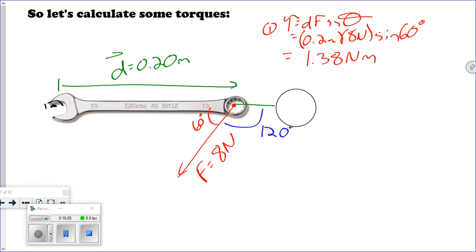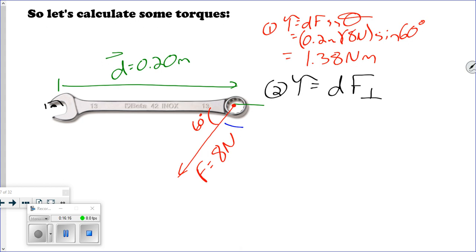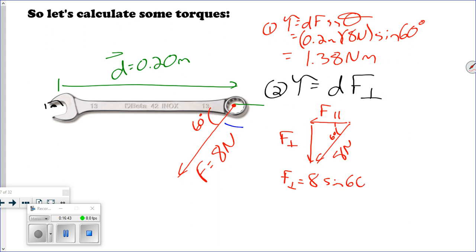So option number 2. Option number 2 says, let's calculate our torque by multiplying the length of the lever arm by the component of the force that's perpendicular to it. Okay? So what I would have to do is say, all right, my force looks like this. It's 8 newtons at an angle of 60 degrees, right? And that's got 2 components. There's one component that's parallel to my lever arm and one component that's perpendicular to my lever arm, right? And so then I want to use sine, right? So F perpendicular would be 8 times the sine of 60 degrees. You can see it's going to give you the exact same answer, right?